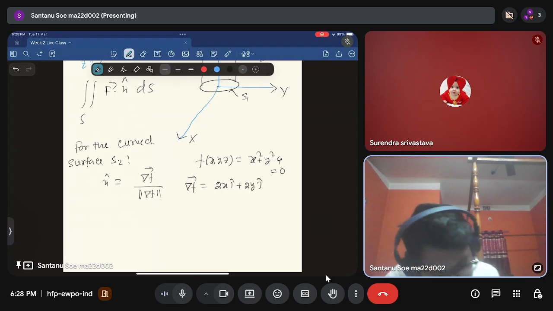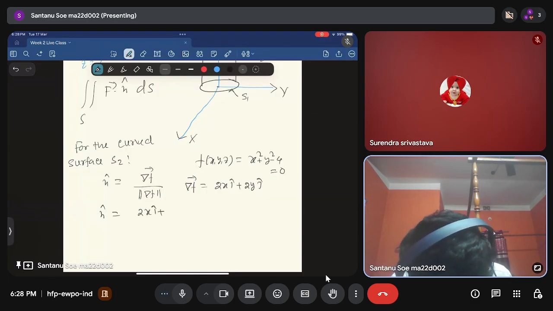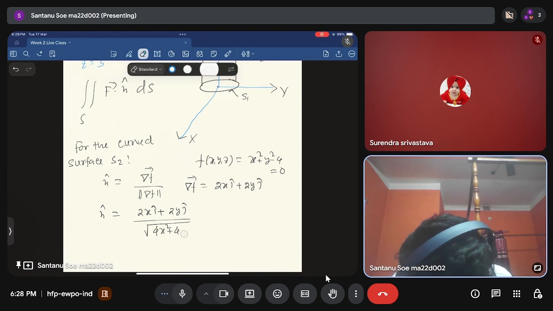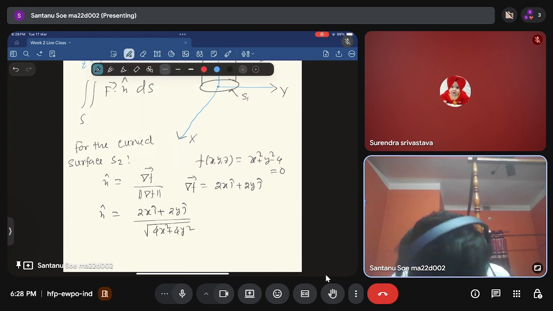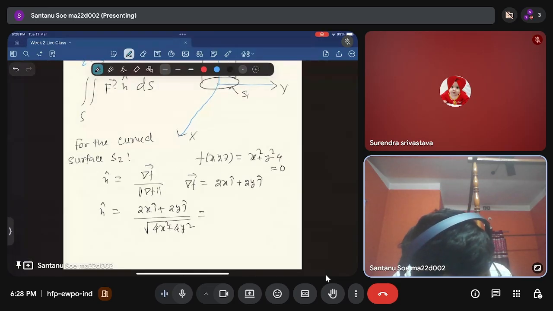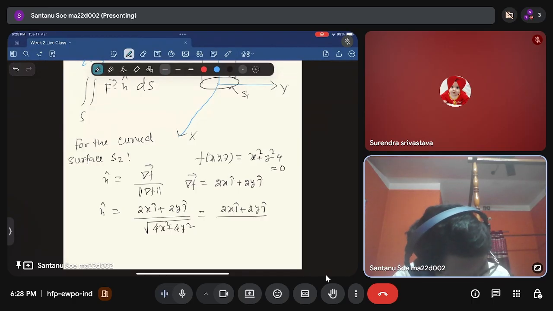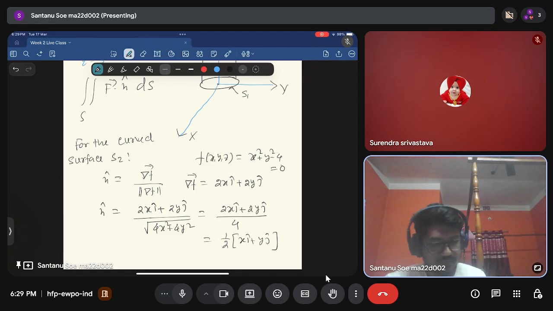Okay, so our n cap will be 2x i cap plus 2y j cap divided by the square root of 4x square plus 4y square, correct? And since x square plus y square equals 4, this will be the square root of 16, which is just 4. So this will be 1 by 2 times x i cap plus y j cap.